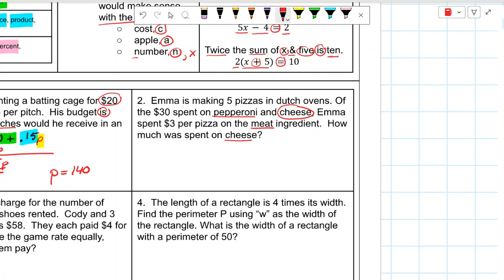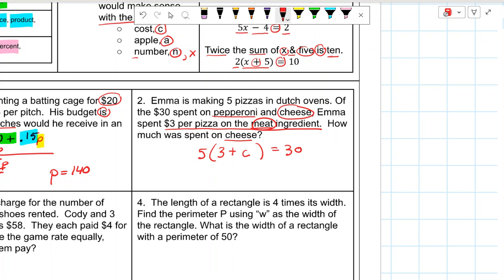But she's not just making 1 pizza, she's making 5 pizzas. So we're going to do 5 parentheses, and the parentheses is going to stand for 1 pizza. Well, what's in 1 pizza? There's $3 per pizza for the meat ingredient, so we're going to put a 3 here, plus the cheese ingredient. And we don't know how much she is spending on the cheese per pizza. Now what's all of this supposed to be totaling? Well, she spent a total of $30.